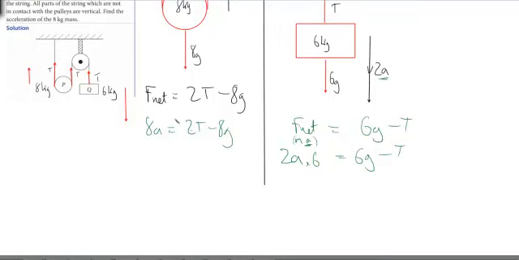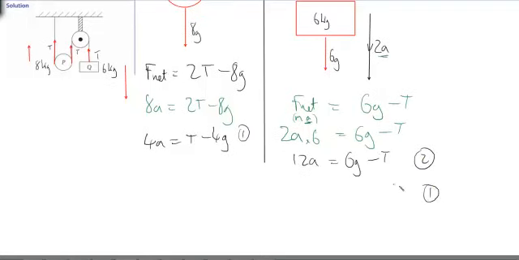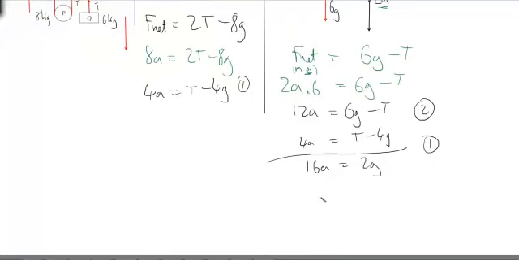A little bit of rearranging there, and we have 12A is equal to 6G minus T, and here we have 8A is equal to 2T minus 8G. So dividing across by 2 for this one, we get 4A is equal to T minus 4G. That's equation 1, that's equation 2. If we add them together, so I'll throw equation 1 over here, 4A is equal to T minus 4G. We'll find that the Ts cancel, and we get 16A is equal to 2G, or A is equal to 2G over 16, or G over 8.